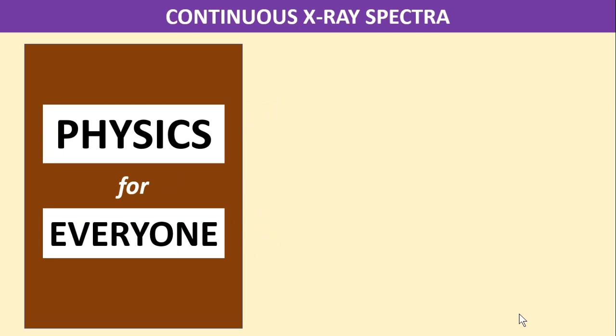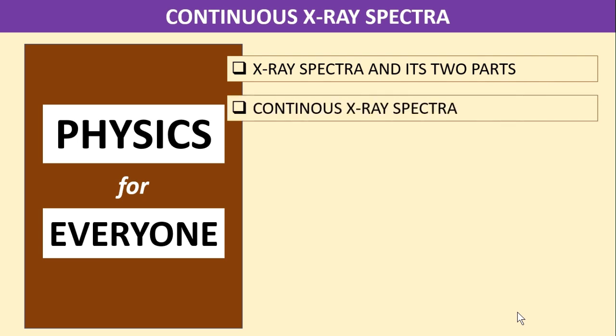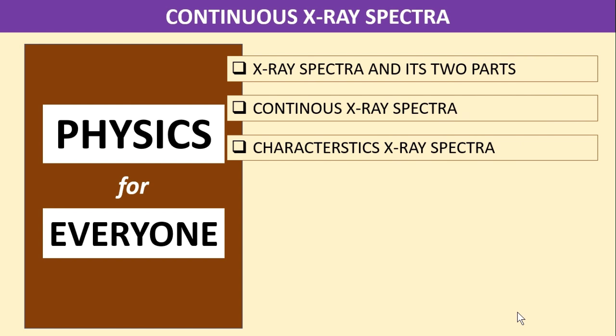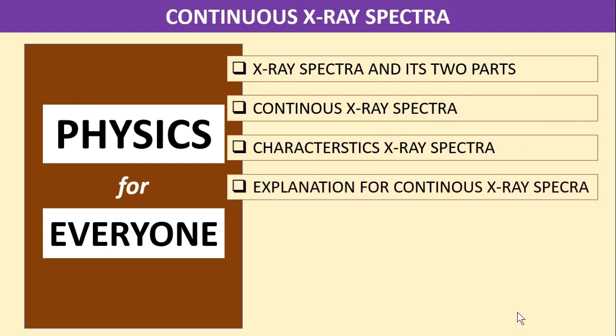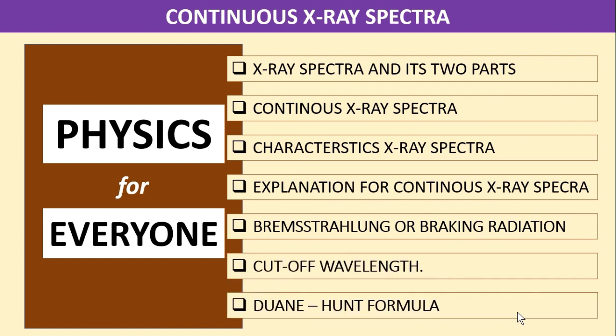Today we learn about continuous X-ray spectra. First, X-ray spectra and its two parts. What are they? Continuous X-ray spectra, characteristic X-ray spectra. Then we learn the explanation for continuous X-ray spectra in this video. In the next video, we will be learning about characteristic X-ray spectra and its properties. Then we learn bremsstrahlung or braking radiation, and we learn cutoff wavelength. Finally, we learn the Duane-Hunt formula in this session.